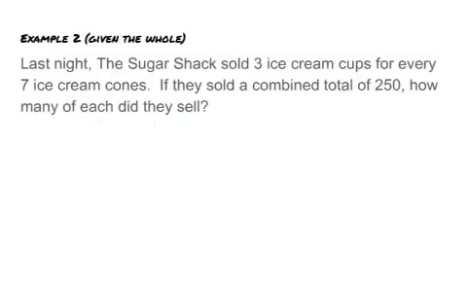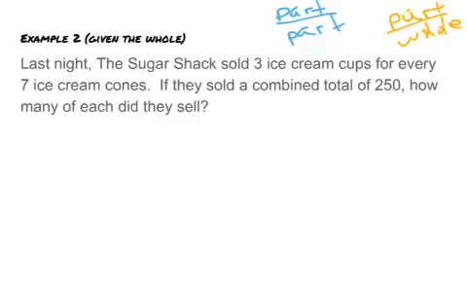Now, before I go ahead and work this one out, I want you to remember that sometimes ratios are given to us as a part. We're comparing 2 parts, but we can also have ratios that compare a part to a whole. And we'll be looking more at a part-whole relationship in this example. Alright, so let's take one more look at it. Last night the Sugar Shack sold 3 ice cream cups for every 7 ice cream cones. Okay, let's go ahead and model that real quick.